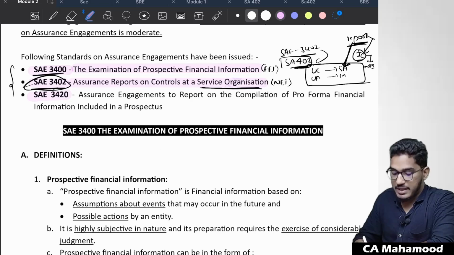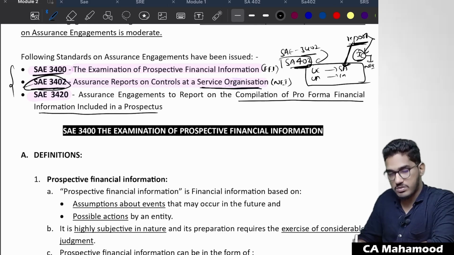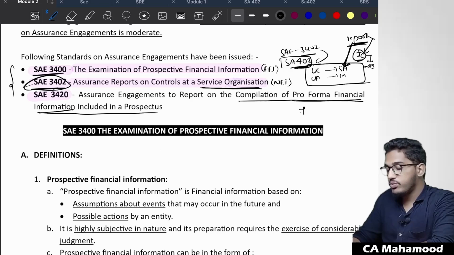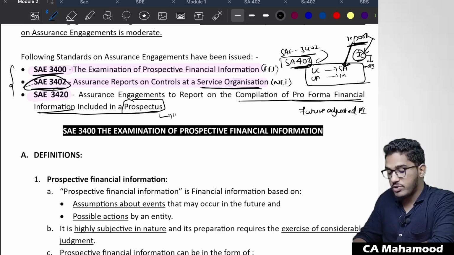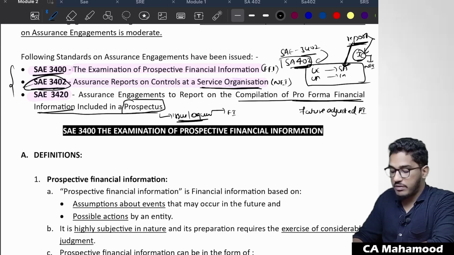Similarly, we have one more standard, SAE 3420, which is going to talk about assurance engagements to report on the compilation of pro forma financial information included in a prospectus. So here also it is something related to future adjusted financial information. When I say pro forma financial information, it means future adjusted financial information, something similar to future financial information only. So sometimes when the company is releasing the prospectus, when the company is going to issue shares, or when the company is going to acquire another entity, they might prepare their financial statements considering some future events in mind. That we call pro forma financial information.